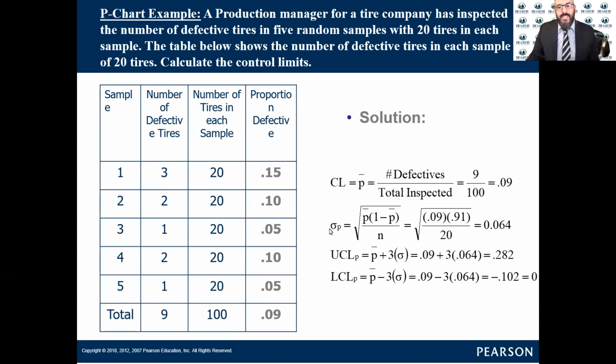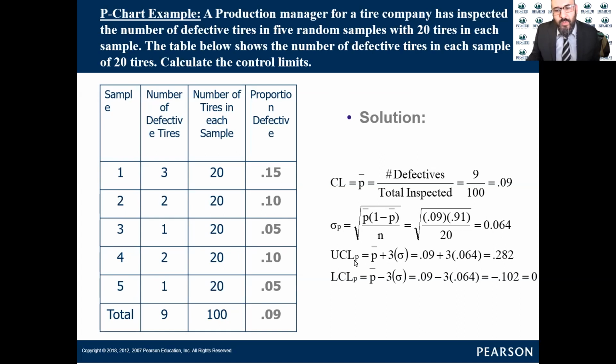Now let's calculate the sigma, the standard deviation for the process. The standard deviation for the process would be P-bar times 1 minus P-bar, the average, divided by n, all to the square root. So for this particular example, 0.09 times 1 minus 0.09, which is 0.91, divided by 20 to the square root, and that would give you 0.064.